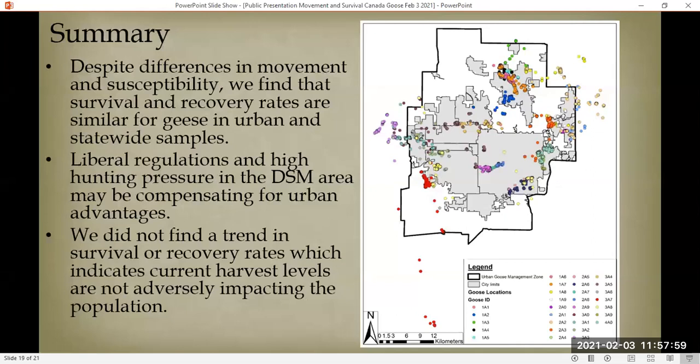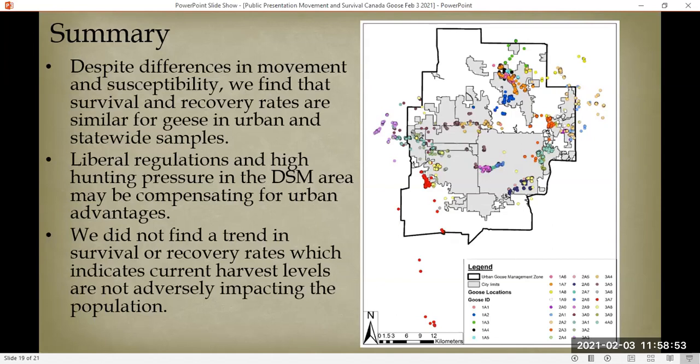Okay, thanks, Bob. So to sum everything up, we were very fortunate to have two complementary sets of data. And so what we learned was that despite urban geese moving a little differently than the rural geese, we found that survival and recovery rates were relatively similar. And that's really interesting and was not what we expected to find. What we think is going on is that the liberal hunting regulations around the metropolitan areas and high hunting pressure, particularly around Des Moines, may be compensating or offsetting the advantages of the urban areas.